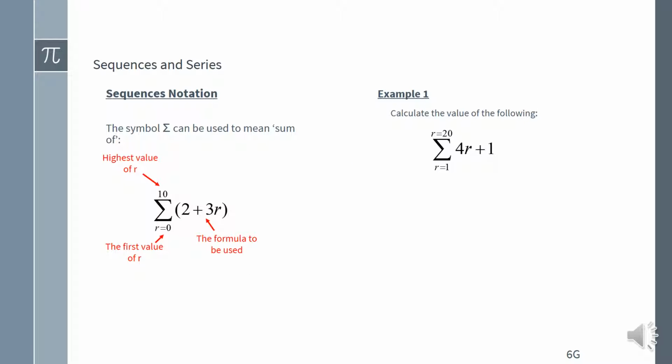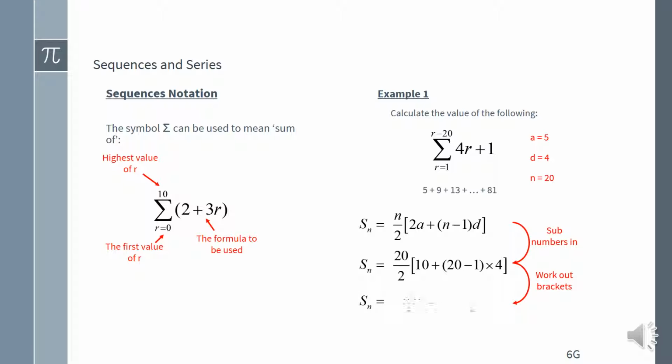To calculate the value of the following series, r between 1 and 20 of 4r plus 1. If we put the r's in, when r is 1, 4 plus 1 is 5. When r is 2, 4 lots of 2 plus 1 is 9. When r is 3, 4 lots of 3 plus 1 is 13. All the way up to when r is 20, 4 lots of 20 plus 1, which is 81. So the first term is 5, the difference is 4, n is 20, there are 20 terms altogether. We've got the sum of the first n terms for an arithmetic series. The formula is in the formula book, n over 2, (2a plus (n minus 1)d). We can substitute in our values. We can find that the sum of that series is 860.